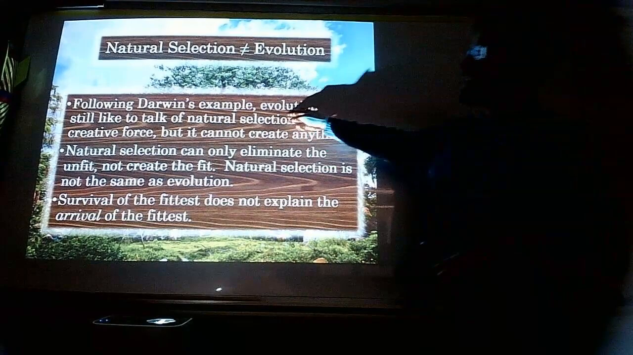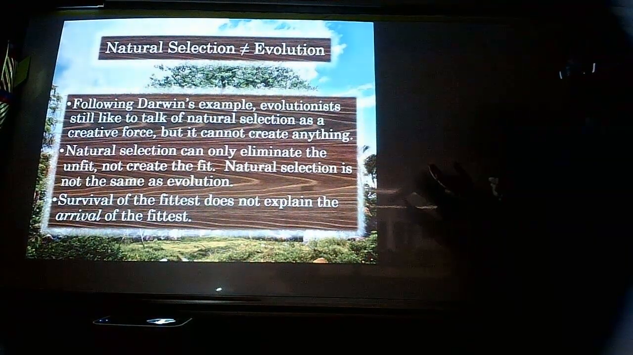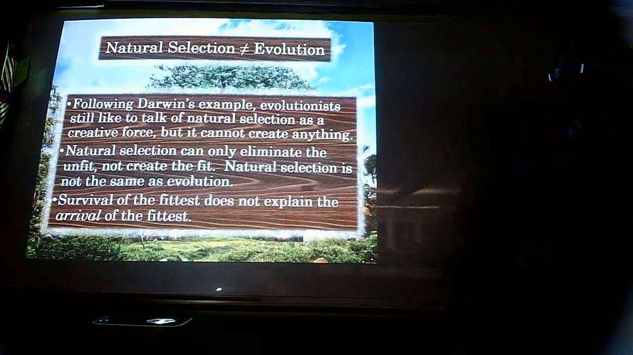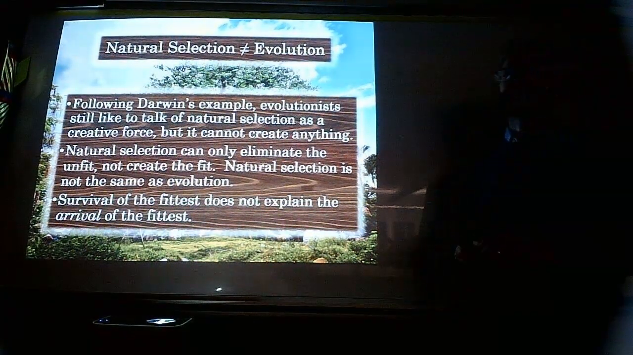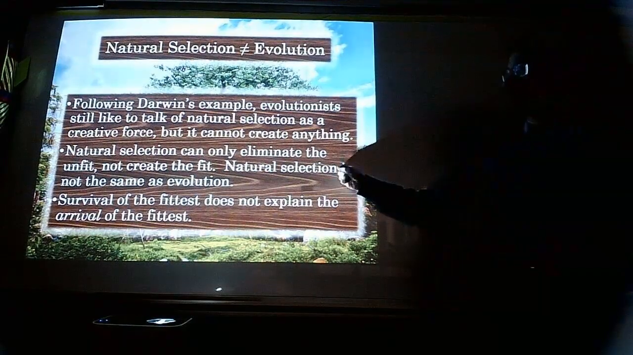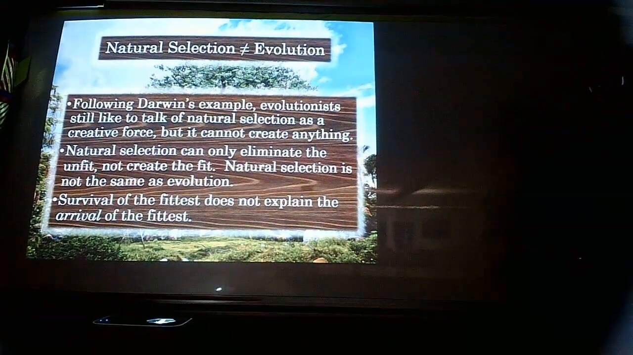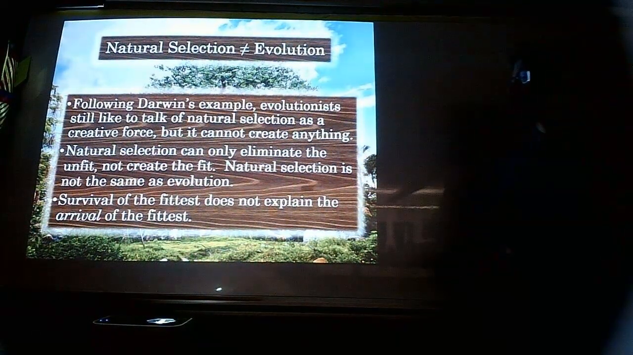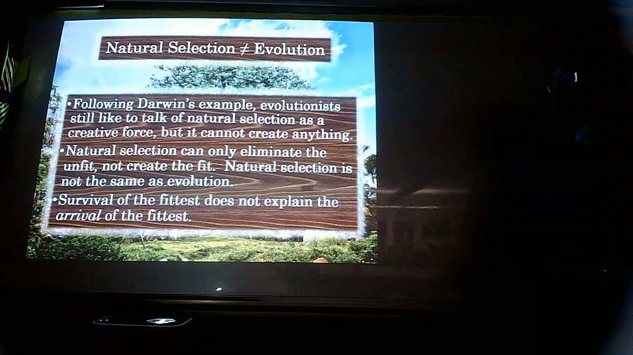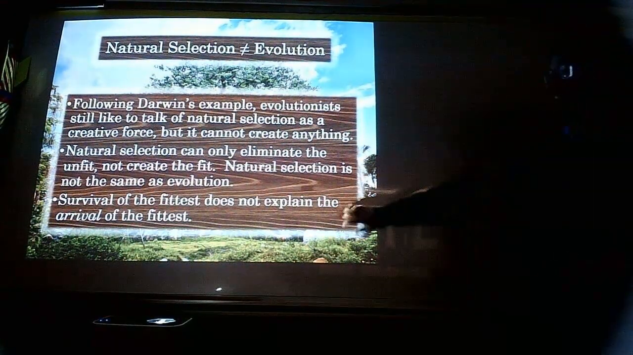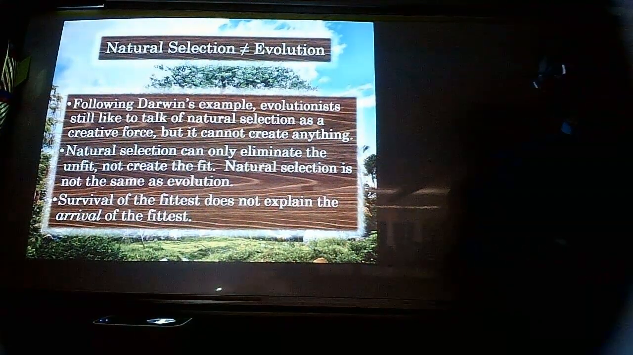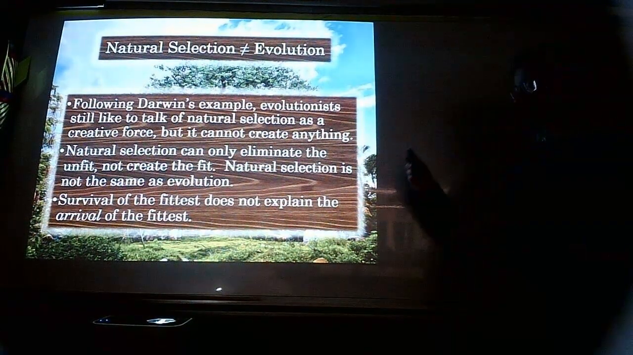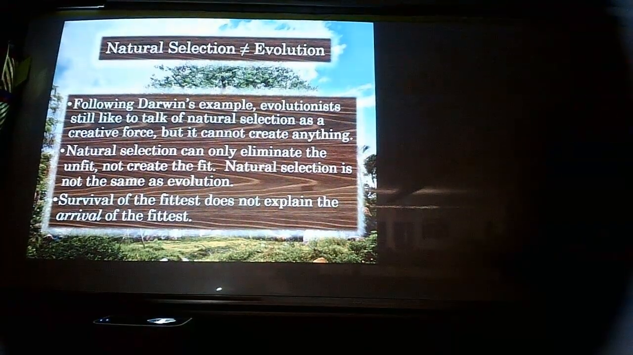Natural selection is a way that you lose genetic information, or at best rearrange it. But the big story of evolution is the opposite. You need to gain information for that. Natural selection can only eliminate the unfit, not create the fit. Natural selection is not the same as evolution. Survival of the fittest does not explain the arrival of the fittest. I really like that quote, and as much as I'd like to take credit for coming up with it, I can't. That was actually from a guy named Hugo de Vries over 100 years ago, said that for the first time. And it's just as true today as it was back then.